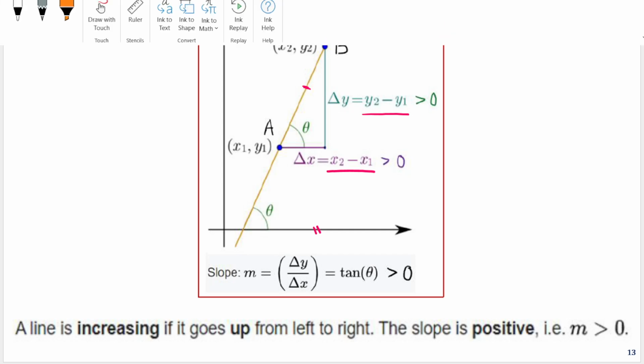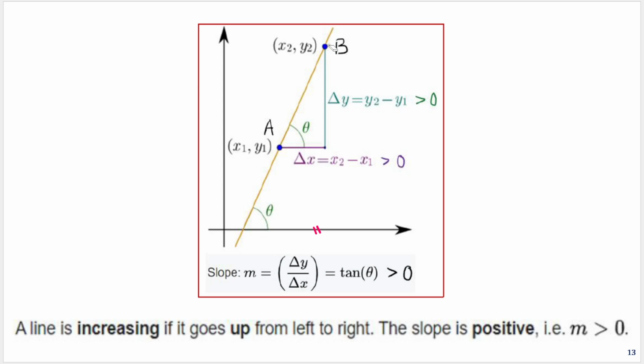So have a look at the diagram here. Any questions, just let me know, okay? So in a summary, a line is increasing if it goes up from left to right. Then in that case, the slope is positive, which means m is greater than 0. So in this case, the slope m equals delta y over delta x, which also equals tangent theta, and the slope is positive.